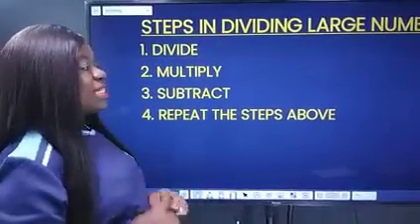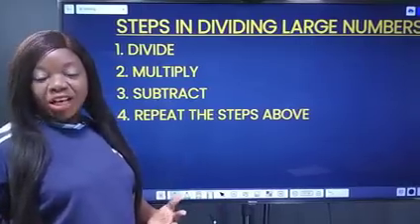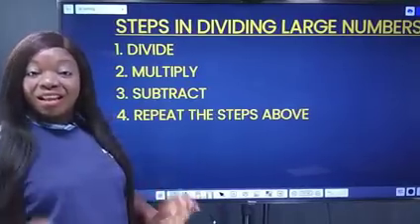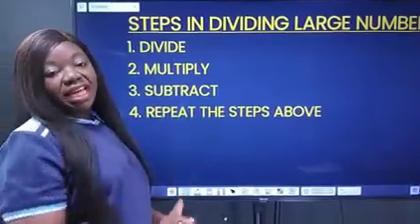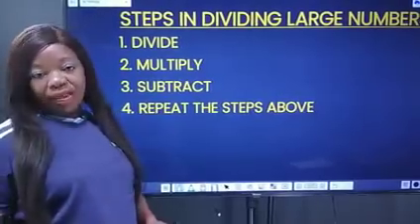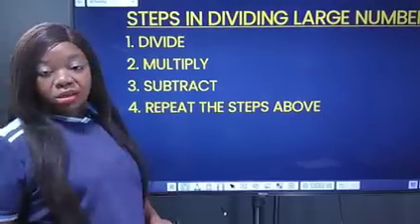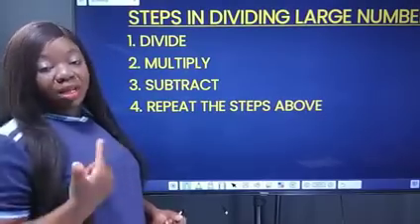What are the steps in dividing large numbers? Because we'll be using long division in this class. So what are the steps to dividing large numbers? First of all, divide. Divide the dividend by the divisor. The second step is multiply. The third step is subtract. The fourth step is to repeat all the steps from number 1 to number 3.